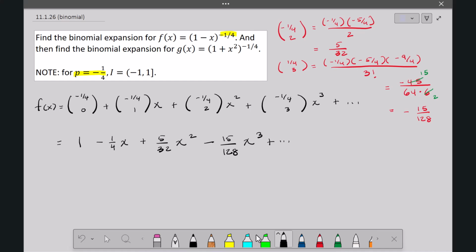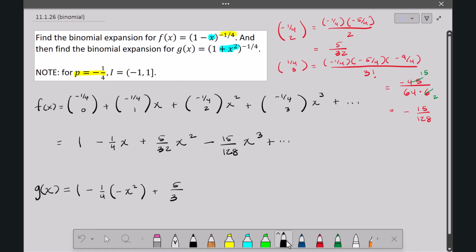All right, so now the next thing we're going to do is find the binomial expansion for g. Well, g is related to f in that we just do a substitution. In here, we are thinking about what x gets replaced with. Well, x is going to get replaced with negative x squared. So everywhere we see an x, we're going to put in a negative x squared. So we'll take our expansion for f, and we're going to modify it by putting a negative x squared in for all of the x's.